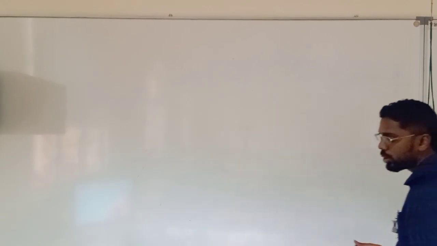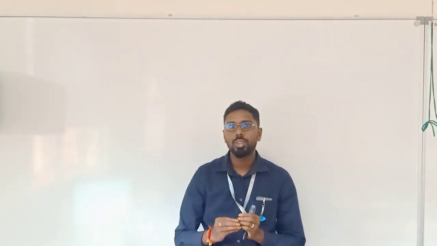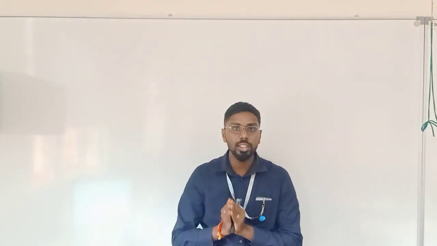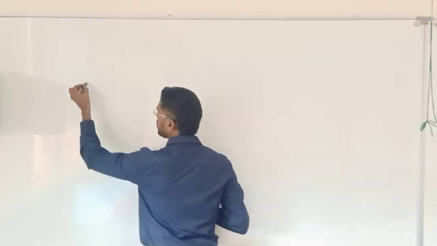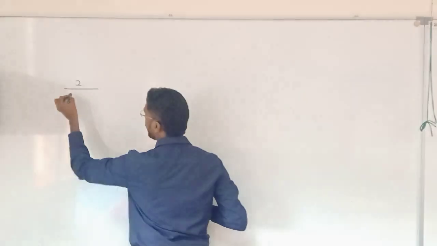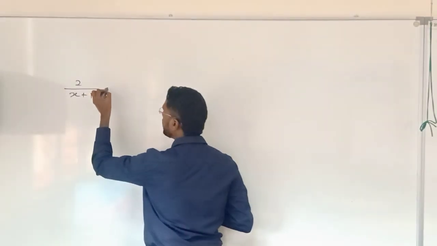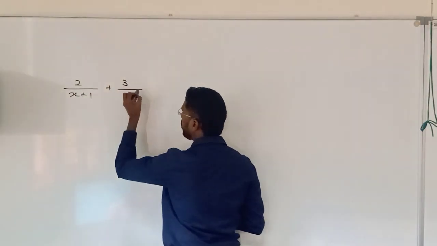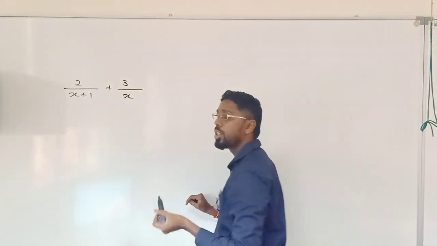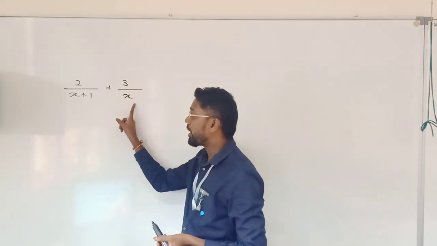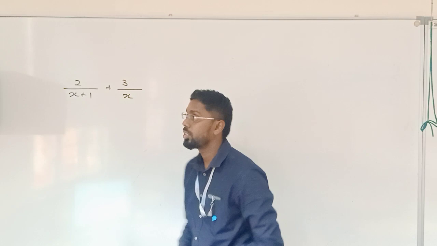Today we are going to look into partial fractions. Previously we have learned how to combine two fractions into one single fraction. For example, 2 over x plus 1 plus 3 over x. I want to make these two fractions into a single fraction.